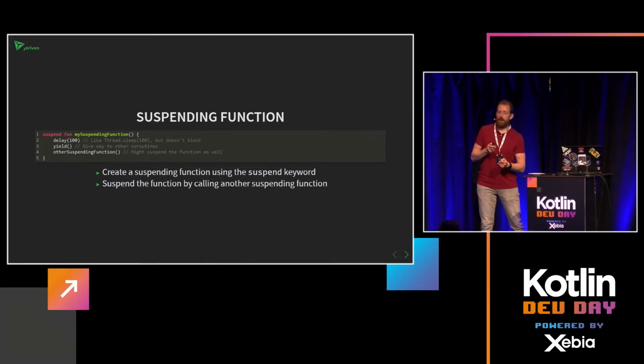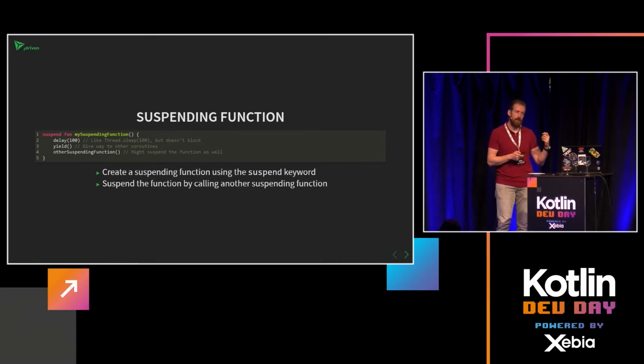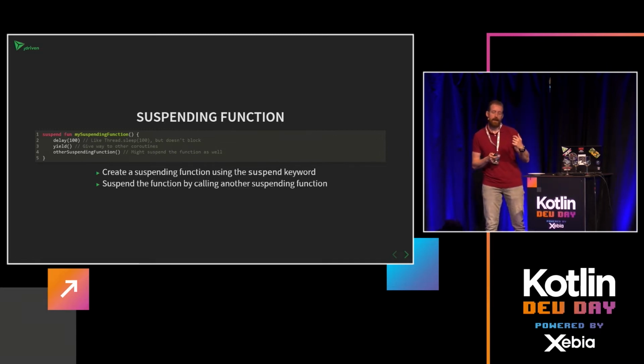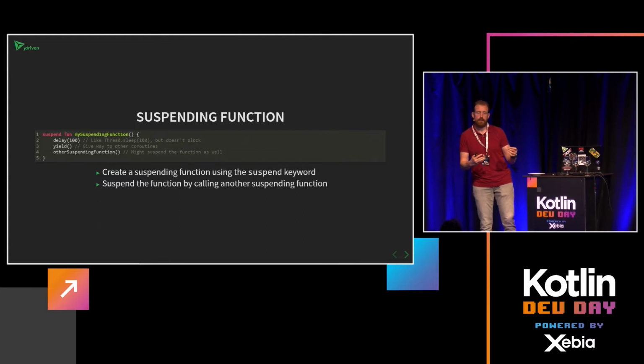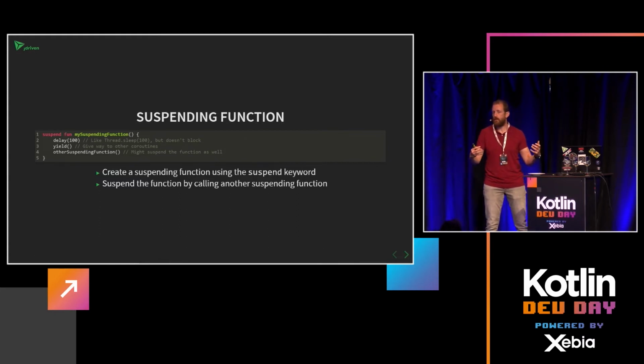And when does the function suspend? At the point where it's calling another suspending function. We saw delay earlier, and basically a delay can be seen as a yield with a minimum time period. I'm saying minimum because, same with Thread.sleep, if your thread is blocked, or if resources are not available the moment the thread needs to wake up again, of course you can't continue.